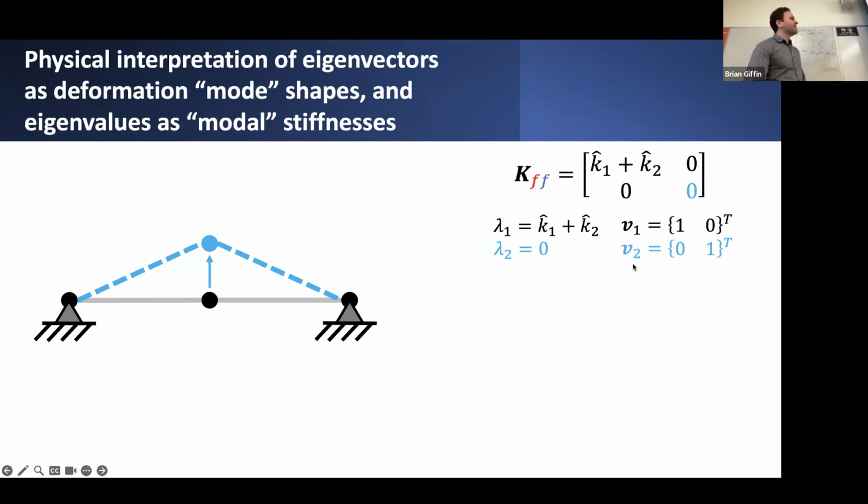So the second eigenvector, or the second mode of deformation that the structure might undergo, is this transverse deflection. So 0 displacement in the x direction, but unit displacement in the y direction at node 1. So it looks kind of like this. And according to our stiffness matrix, there's 0 stiffness associated with this mode of deformation because the eigenvalue of the stiffness matrix in that mode is 0.